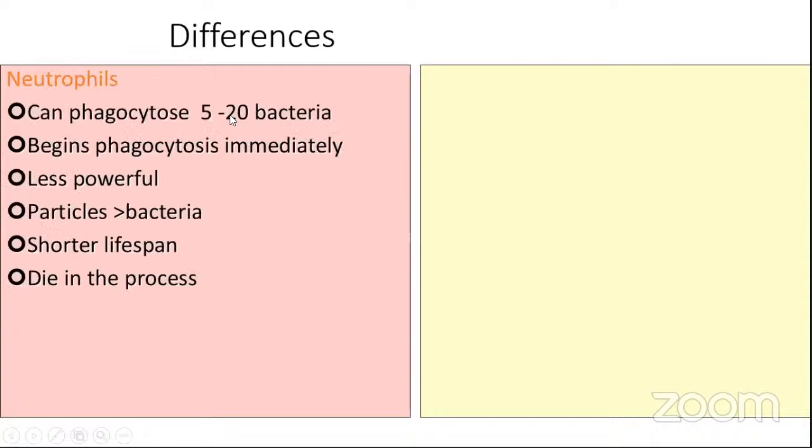What are the differences? Neutrophils can phagocytose 5 to 20 bacteria and begin phagocytosis immediately. They are less powerful, they mainly take up more particles than bacteria, have a shorter lifespan, and die in the process.